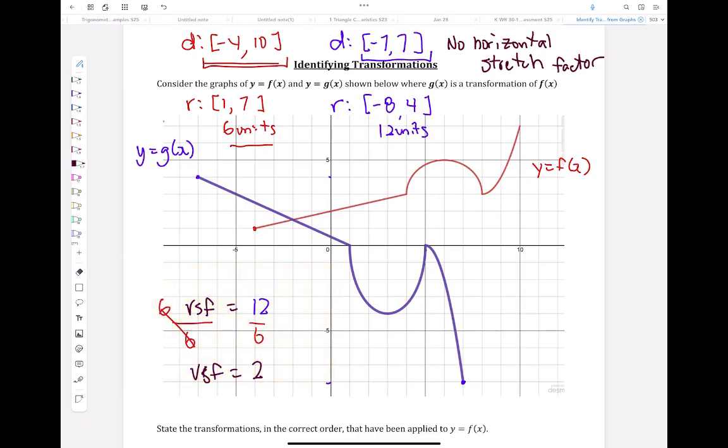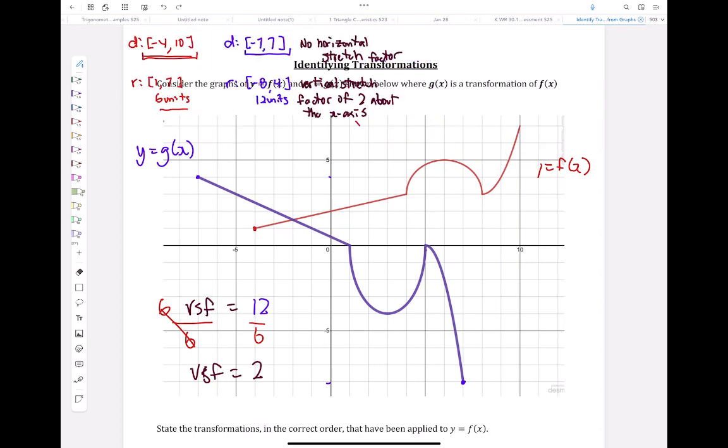Okay, and so up here in the top right corner, we can say that we have a vertical stretch factor of 2 about the x-axis. Well, I think that's about it for the domain and range. So what I'm going to do now is start to use visual inspection. And so as I take a look at this, I can see that I have at least one reflection. I can see I've got a ramp on the left and I've got an arm kind of curving on the right. And likewise, I've got a ramp on the left and an arm curving on the right.